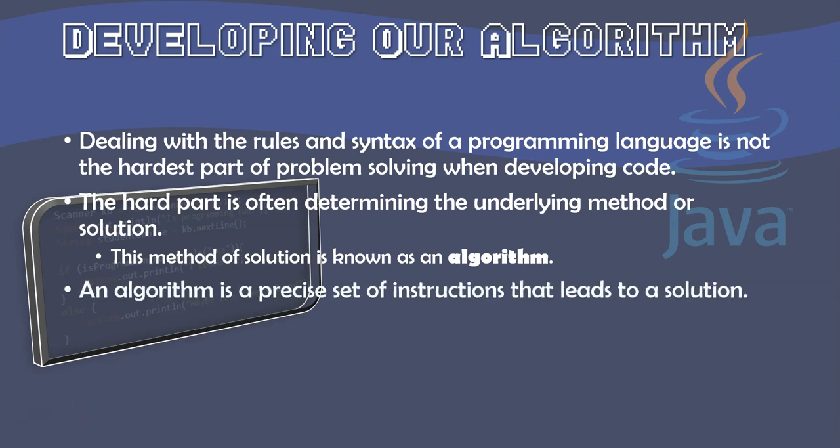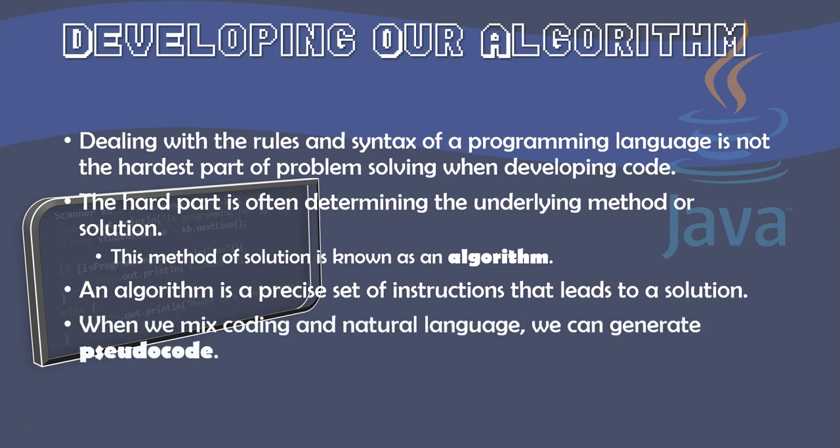An algorithm, of course, is simply just a fancy way of saying a precise set of instructions that will lead us to a solution. And often that's a desired solution. We want to have a certain outcome that we're looking for. Now, when we start mixing coding and natural language, such as the language that we would write and speak in, we can generate what's known as pseudocode.